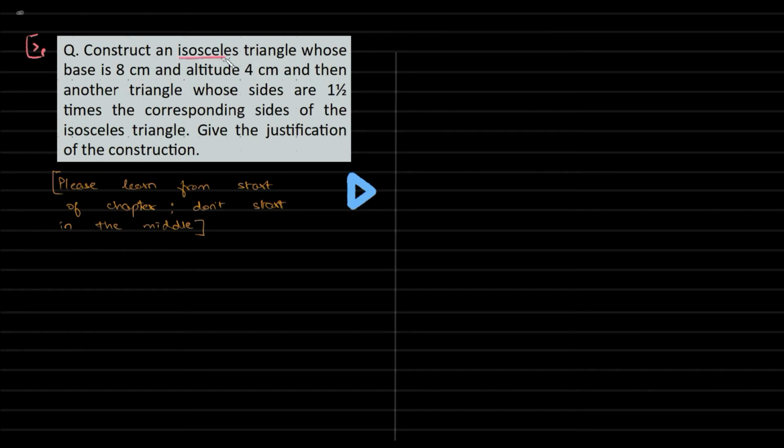Construct an isosceles triangle whose base is 8 centimeter and the altitude is 4 centimeter. And then another triangle whose sides are 1.5 times the corresponding sides of the isosceles triangle. Give the justification of the construction.